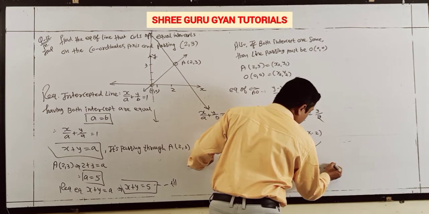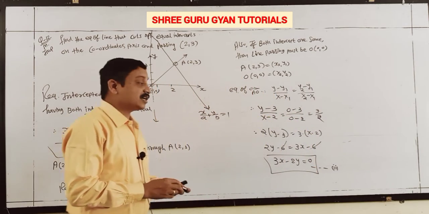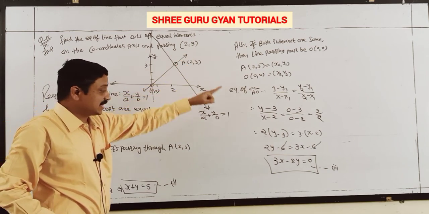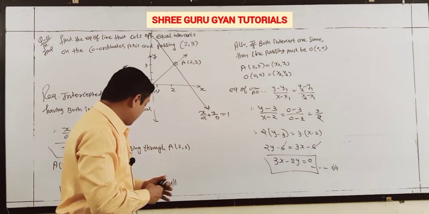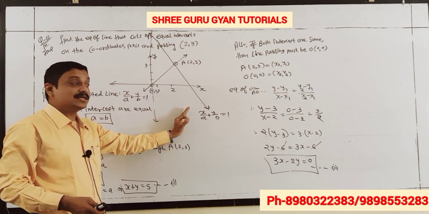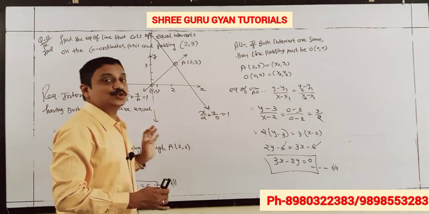This answer also, students, is correct for the line passing through the origin. These lines, 3x minus 2y equals 0 and x plus y equals 5, have equal intercepts. So here also, students, our two answers are easily done, and question number 12 is complete.